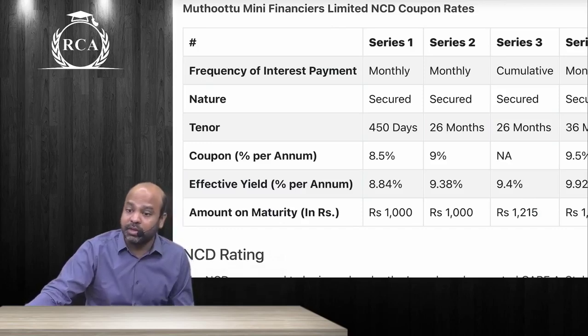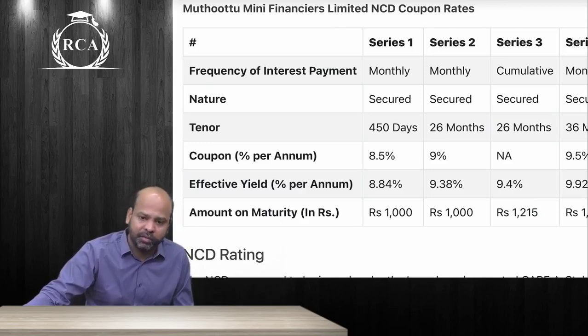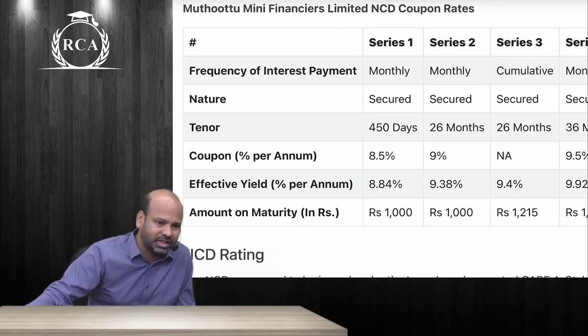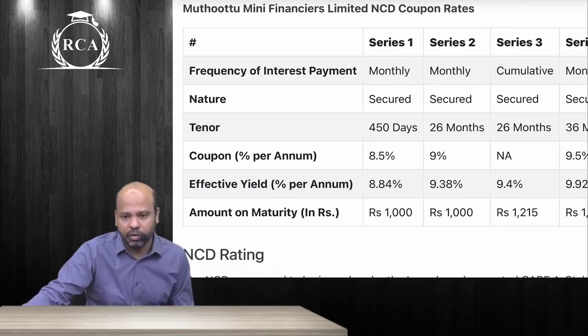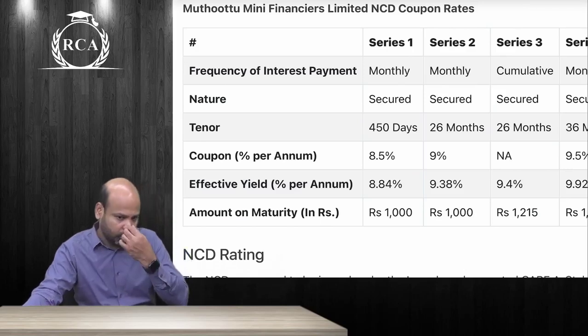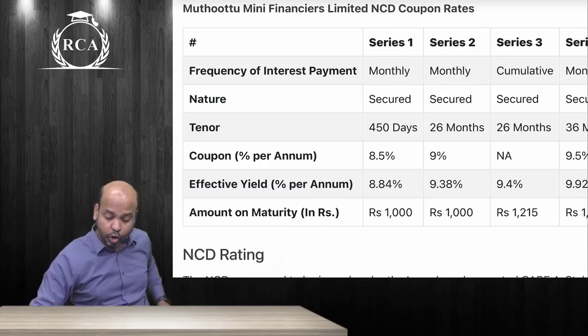But it is to be considered as monthly compounding. If the company is paying you on a yearly basis, guys, it is to be considered as yearly compounding. If the company is paying you on a quarterly basis, it is considered to be quarterly compounding.